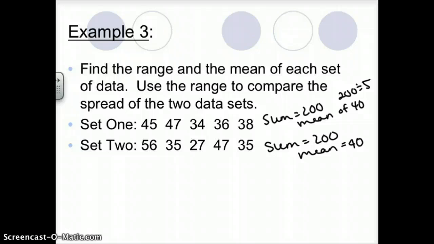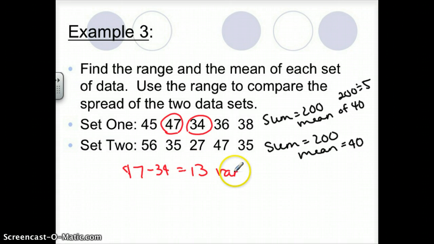Okay, so both of these have a mean of 40, but what's going to be different is probably the range. So I'm going to look at the first one and I'm going to say, what's the smallest number? 34. And what's the largest number? 47. So I can do 47 minus 34 and I get a range of 13. So 13 is my range for set 1.